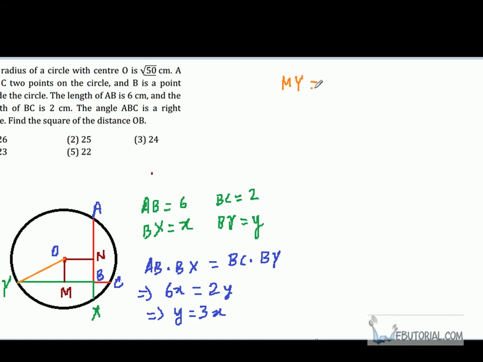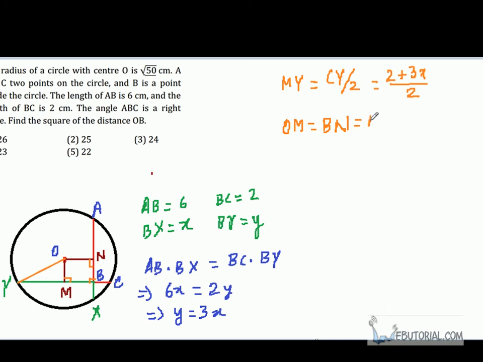MY will be equal to how much? MY will be equal to CY by 2. So this is how much? This is 2 plus 3x by 2. Next, we will calculate the value of OM. OM will be equal to BN. As you can see that this angle and this angle are 90, this is also given as 90, so this is kind of a rectangle, ONBM.